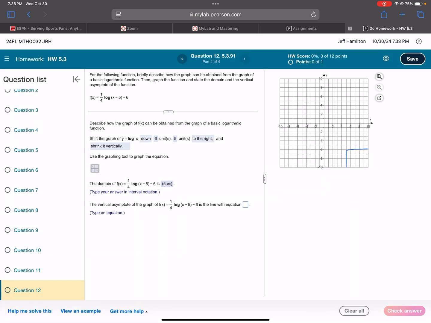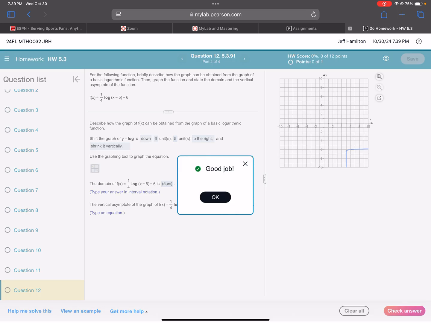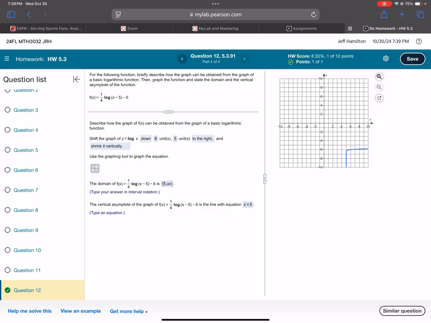And then it asks, what's the vertical asymptote? Well, the vertical asymptote is the line that the graph gets close to but never touches. It's a vertical line, and you always write it as x equals, and it's always the number where it gets close to. So this one would be 5. Okay, x equals 5. It gets close to that line but never touches.